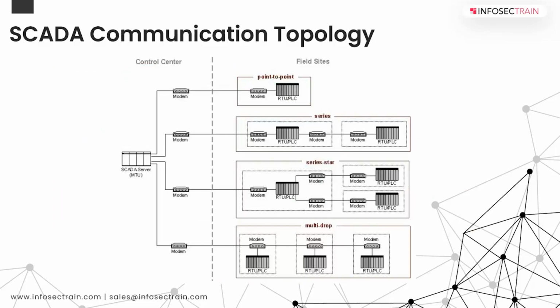So what we saw was a general layout, but this is the communication topology in terms of how they could be implemented. This is one among them. This is for a small facility where all the sites or all the locations are within a single location. It could be point to point, series star, multi drop, and so on.